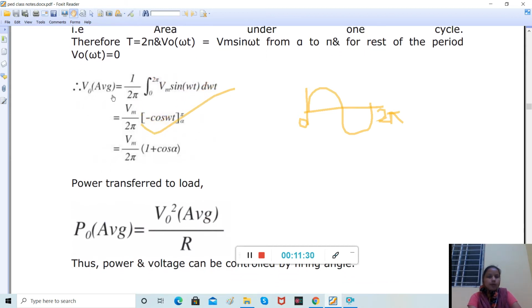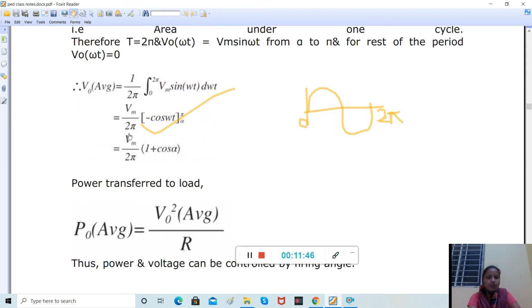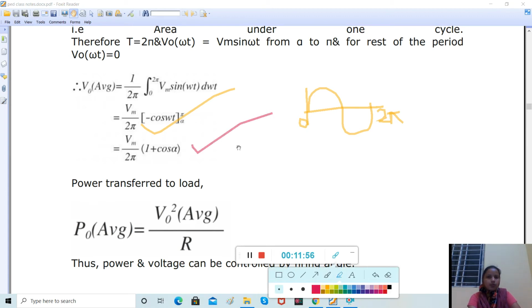See here, V0 average is equal to, in place of T we put 2 pi, 1 by 2 pi integration from alpha to pi of Vm sin omega T d omega T. If we integrate this expression, our final expression will be Vm by 2 pi into 1 plus cos alpha. So this is your V0 average final expression. And the average power equation is V0 average squared divided by R. Clear?